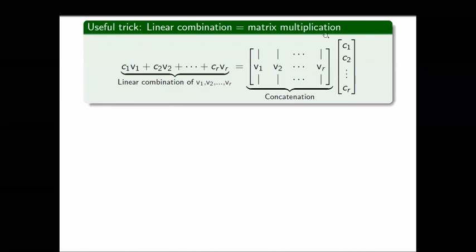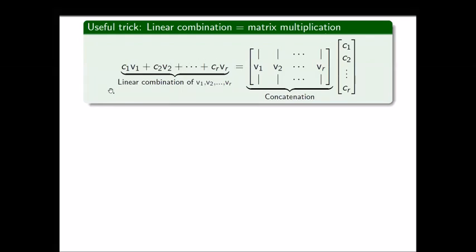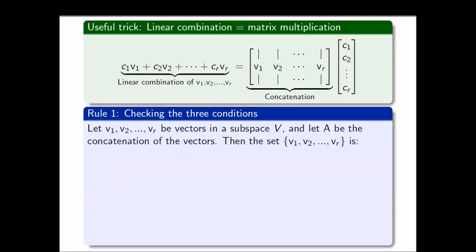So note that there's a relationship between the linear combination of r vectors and a matrix expression. We can write this linear combination of v1 through vr as the product of the matrix of concatenation of the r vectors and the vector of coefficients. With this in mind, the three properties that we just saw can be rewritten in the following manner.